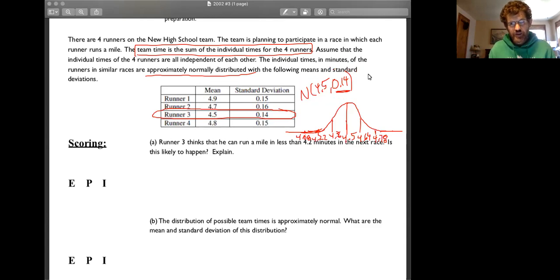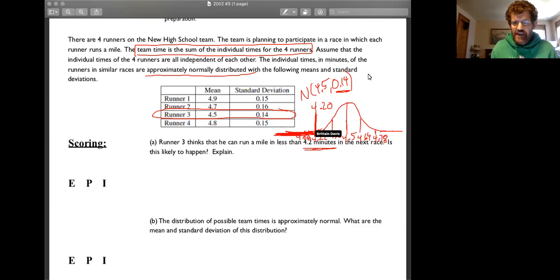We want to show on the diagram at 4.22, I know I didn't give myself a lot of space right here, but sorry, that's not the right spot. 4.22 lives right around here. Sorry, 4.20. So why do we care about 4.20? Because that is the time that we're interested in for this problem. This runner thinks he might be able to run in 4.2 minutes. And we want to find the probability of getting that time or faster, which means we want to get the area under the curve going this way.